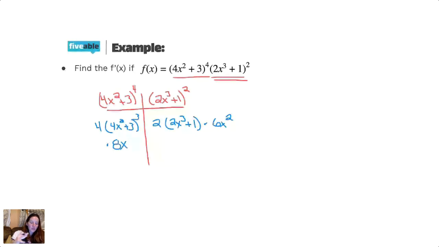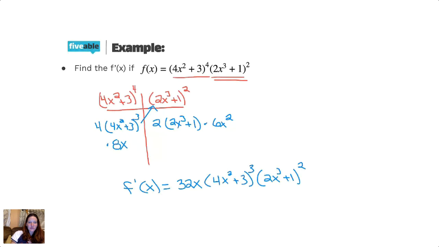So now we want to do the product rule part. We'll do our Chris first. So I'm going to clean that up as I go. I've got a 4 and an 8x. So that gets me 32x times 4x squared plus 3 to the third times 2x to the third plus 1 squared.